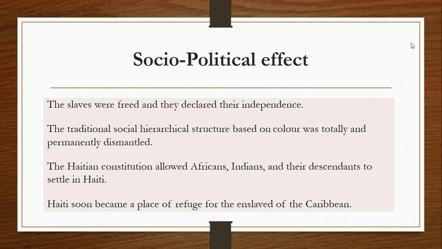Next, we have that the Haitian Constitution allowed Africans, Indians and their descendants to settle in Haiti. So Haiti now became a place of refuge for a lot of minority people to come and settle and have a newfound opportunity and independence that they would not have had on other islands. Haiti soon became a place of refuge, as I just said, for the enslaved. So a lot of enslaved people would try to run away to Haiti.